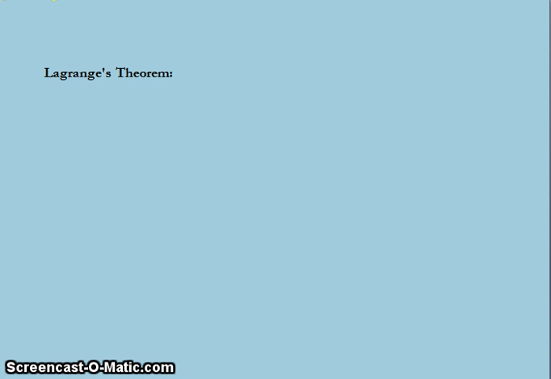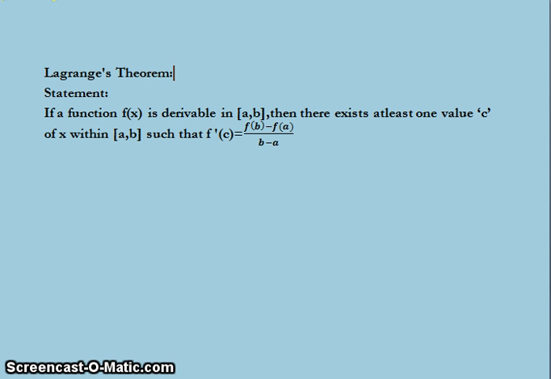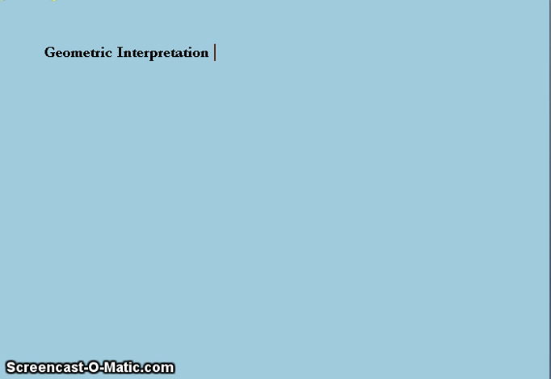Next we are going to consider Lagrange's theorem, which states that if a function f(x) is derivable in the interval (a, b), then there exists at least one value of x, which is c, lying within interval (a, b) such that (f(b) minus f(a)) divided by (b minus a) is equal to f'(c). Next we are going to consider the geometric interpretation of Lagrange's theorem.